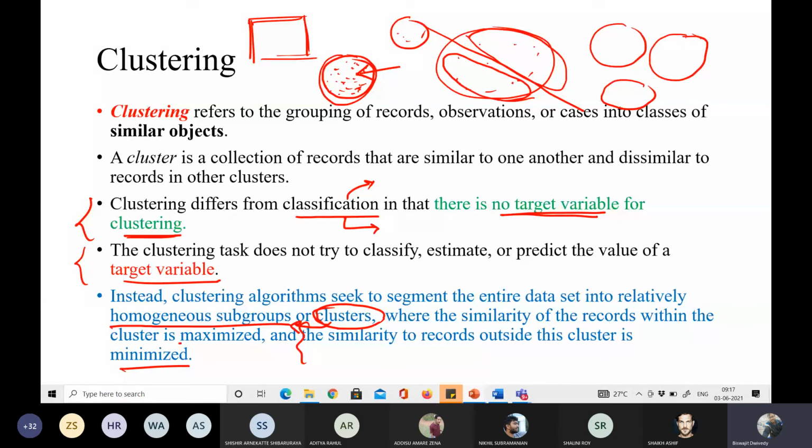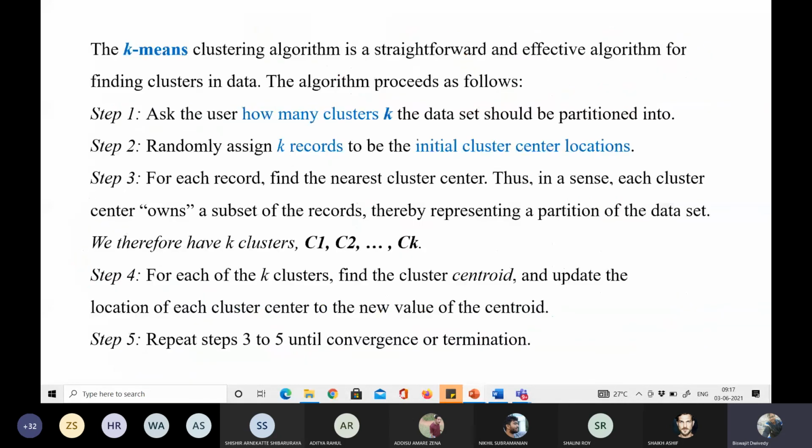Under clustering, there are many types of algorithms. But one of the basic and straightforward algorithms is the k-means algorithm. First we will discuss this k-means algorithm today. After that, we will go to the hierarchical algorithm, which we will discuss in the next class.